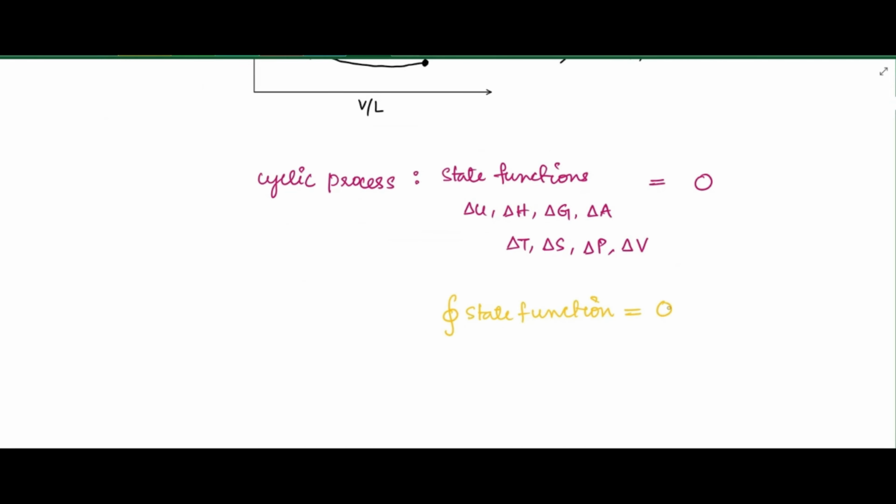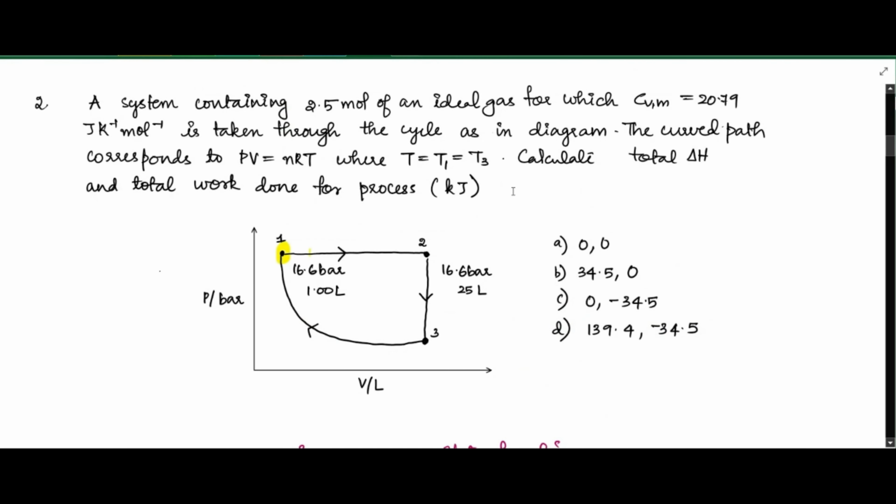So in the cyclic process, the total delta H for the system, since it is cyclic, is going to be 0. Let's look at the options. 0, so it's not going to be option B, it's not going to be option D. It's either A or C. Then we'll solve the question to find the correct answer.